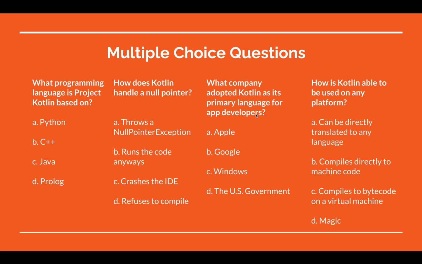So what company has adopted Kotlin as its primary language for app developers? It's certainly not the U.S. government because I don't think that they're developing apps right now. Apple is actually making some strides towards accepting Kotlin in the App Store, but as of now, the answer would be B, Google. Google is an extreme fan of Kotlin. They think it is the future of Android development, and it's actually nested as part of their Android SDK that is available on Google's own website.